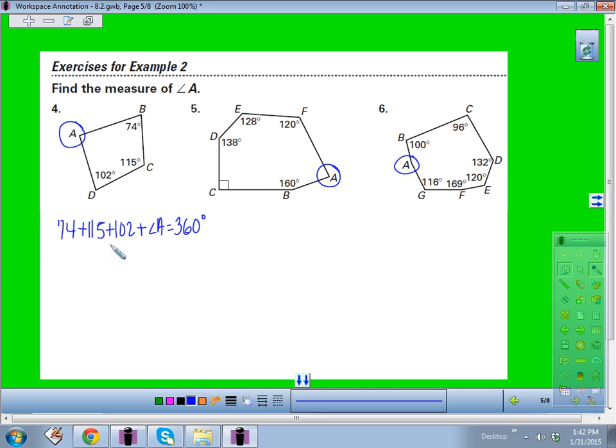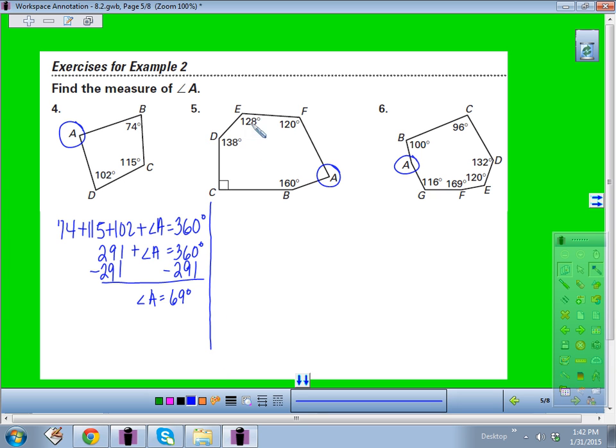And so we would want to combine all those values. So 74 plus 115 plus 102 gives me 291 plus angle A. And the last step would be to subtract that 291 to solve for A. And when we do that, we get angle A should be the acute angle, 69 degrees.